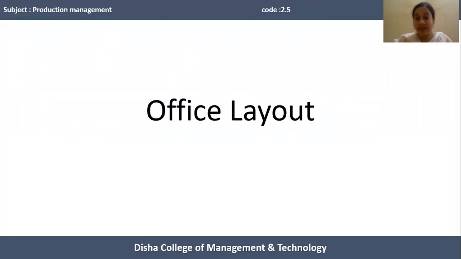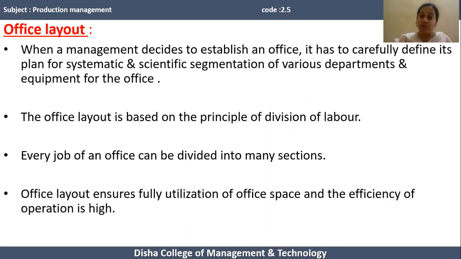Next, I will discuss another type of layout, that is office layout. So office layout means what? The word itself says: layout means arranging everything in a sequential manner. And office layout means arranging everything required in an office in a sequential manner, so that the office personnel can access all the things in a most effective way, and by using all the things they can get satisfaction.